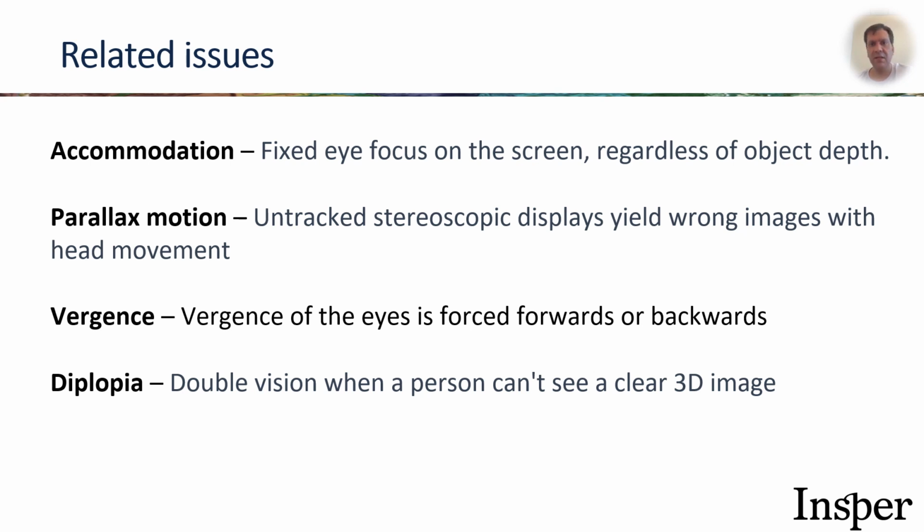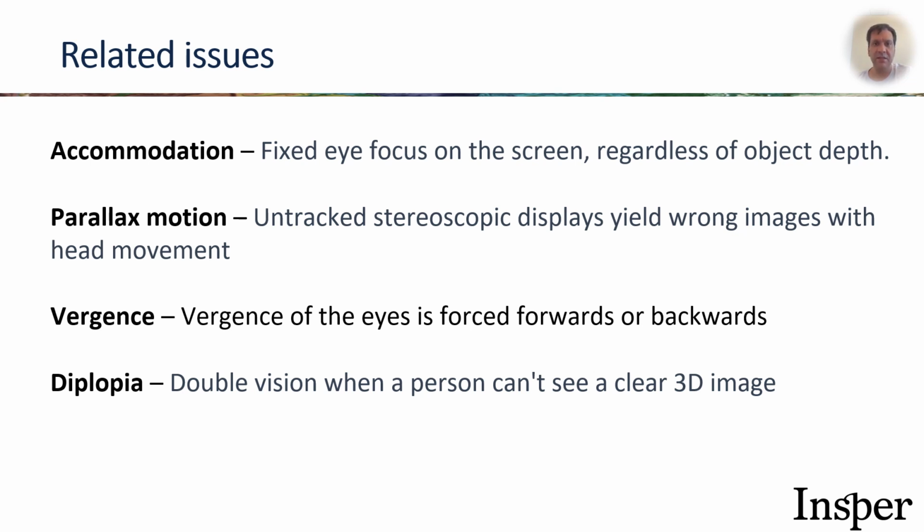Parallax motion. This only happens with non-tracked stereoscopic displays, since there is just one point of view. So, head movements will present incorrect points of view images. Vergence. The convergence of the eyes is forced forwards and backwards from the screen. If you do not calculate images properly, this may result in difficulties for the user to adjust their eye vergence.